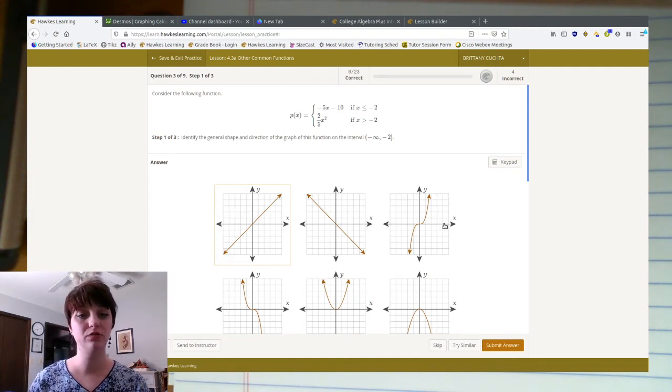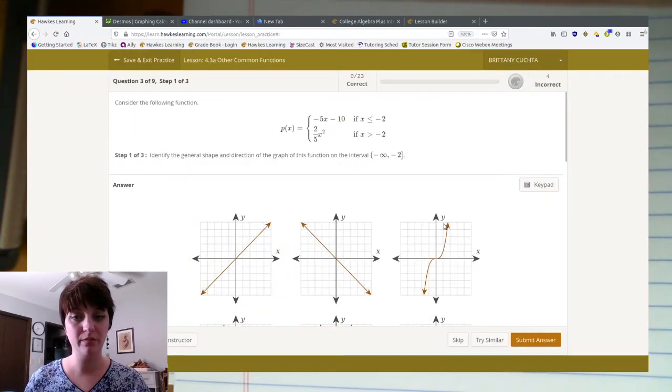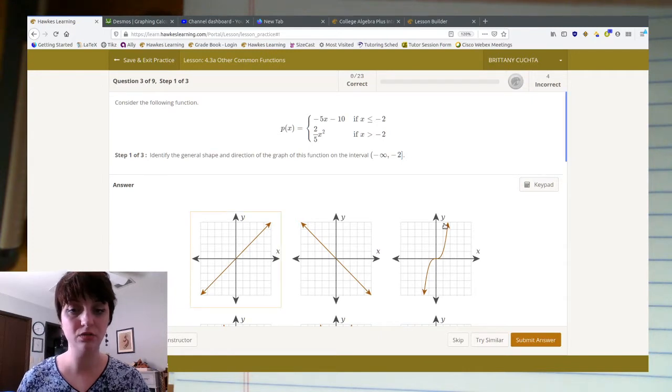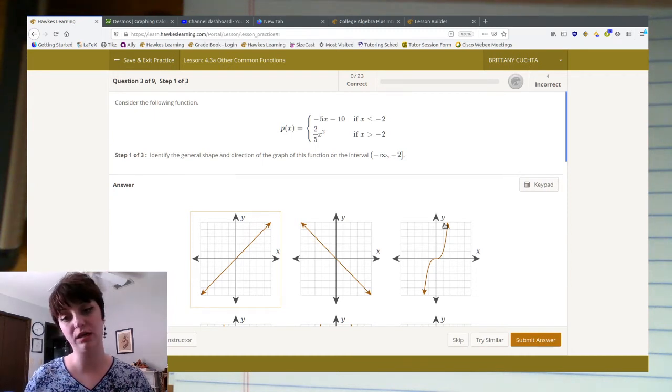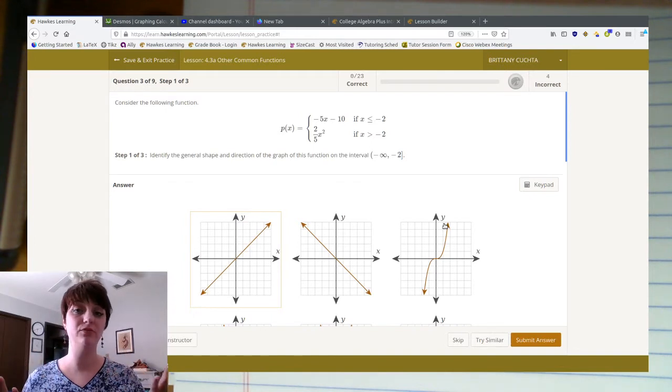All right, so consider the following function. Go ahead and zoom in a little bit. It's p of x, and it has two definitions, two regions. Minus 5x minus 10 if x is less than or equal to negative 2, and 2/5 x squared if x is greater than negative 2. Okay, so there are 3 steps. Do each region, the first region, then the second region, and then pick the overall shape. If there's more than 2 regions, then there'll be an extra step. I think in the homework though they just have 2 regions for everything.